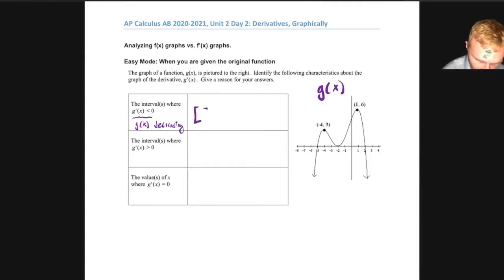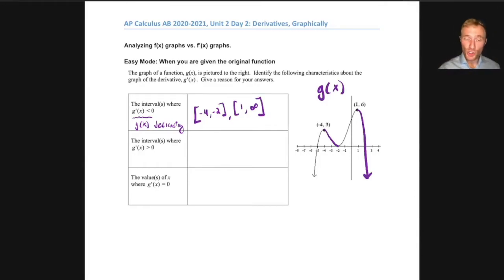Well, it's decreasing from 3 to -2. Or sorry, I was reading the y values there. That's my bad. From -4 to -2. And from 1 to infinity.